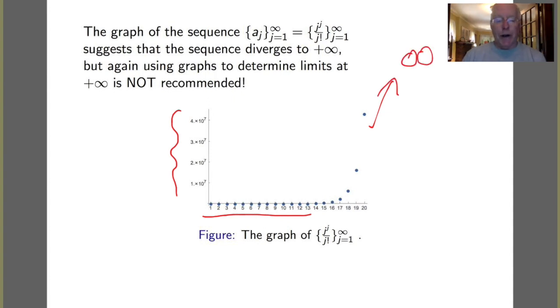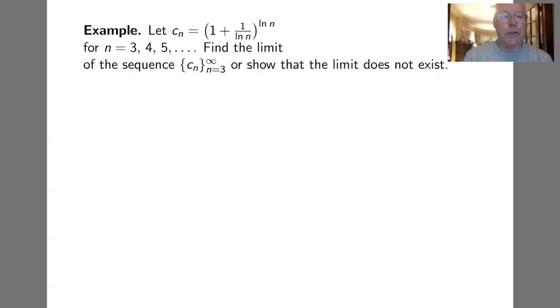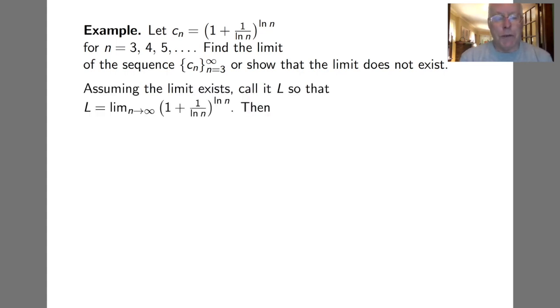For our next example, let's take c sub n to be 1 plus 1 over log n, to the log nth power, and we'll define this for n equals 3, 4, 5, etc. We'll find the limit of the sequence or show that the limit does not exist. So for the moment, let's assume the limit does exist and call this L. And so we're going to now take a page from L'Hopital's rule.